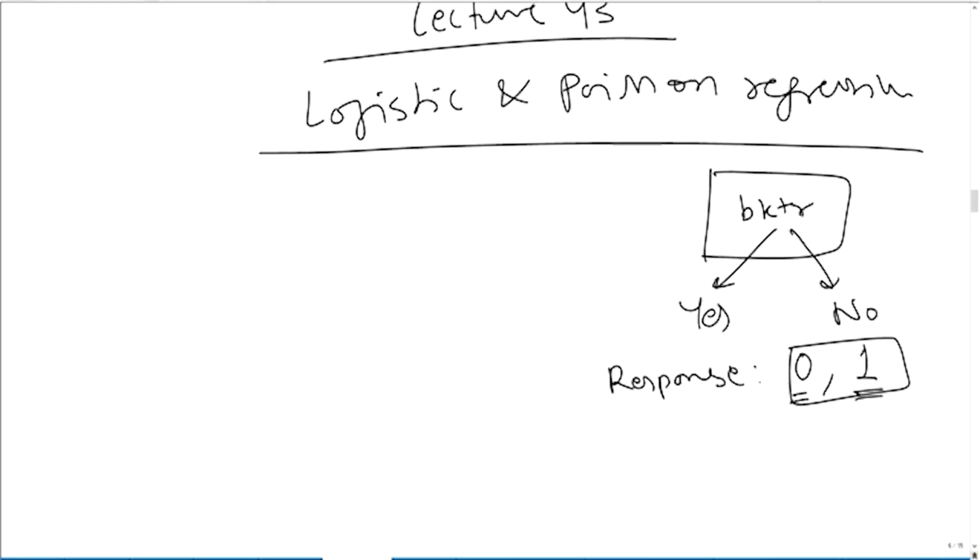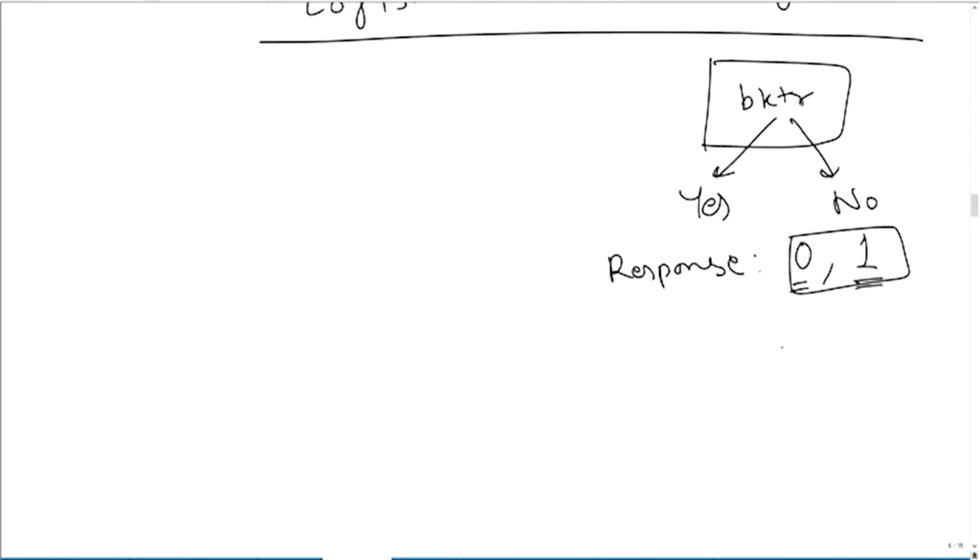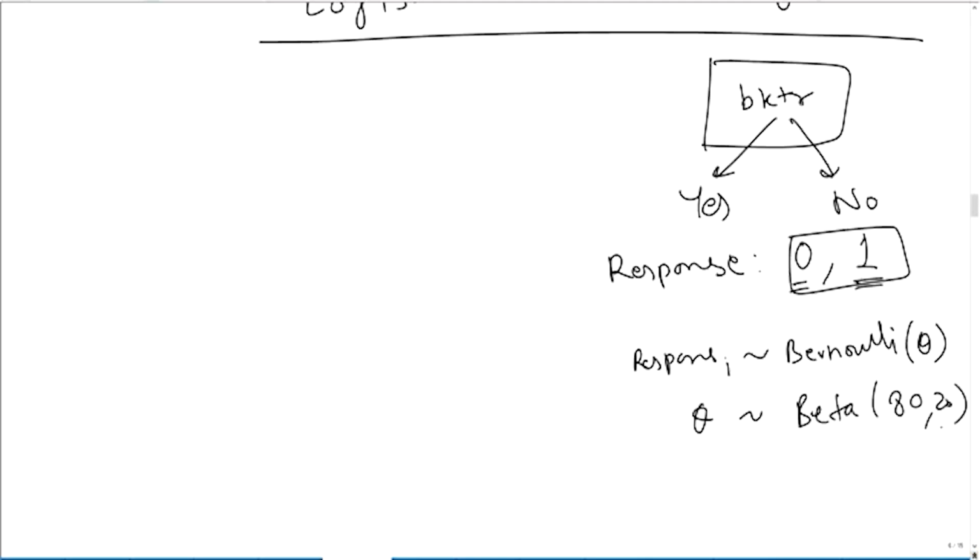So, if I want to model these 0-1 responses, a usual strategy is this. I can define a Bernoulli model for this. Let's say the response in the ith trial comes from a Bernoulli distribution with underlying probability of producing a correct response theta, where theta has some prior on it. So, let's say Beta(80, 20) or something like that.